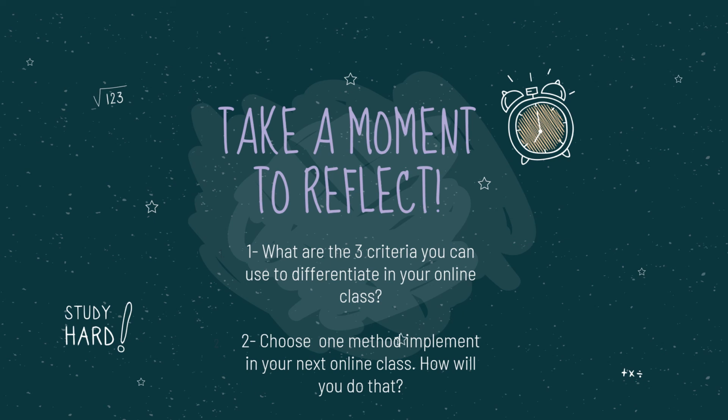So maybe you choose next time to learn more about learning styles and provide, let's say, 3 or 4 different tasks. Maybe you decide to make it by achievement level and then you make it low, middle, high. So just choose one that you will implement next time online and start planning how you can do that.